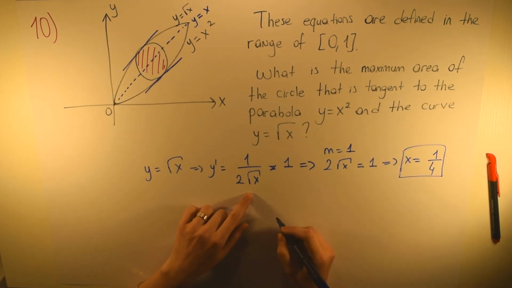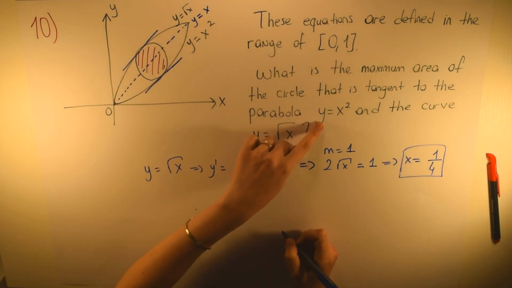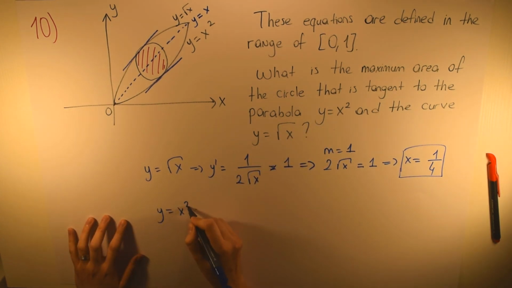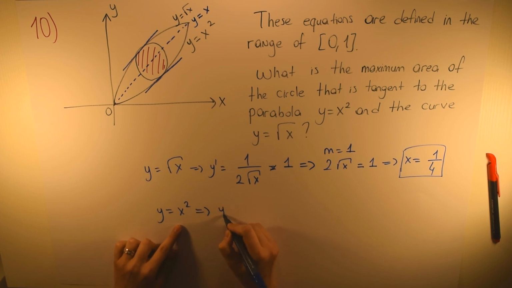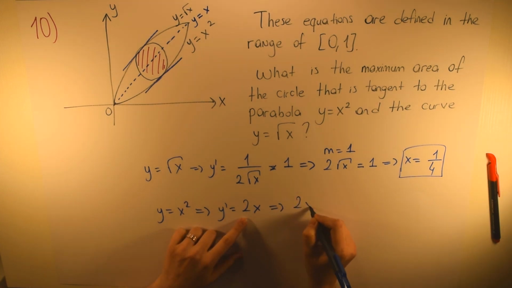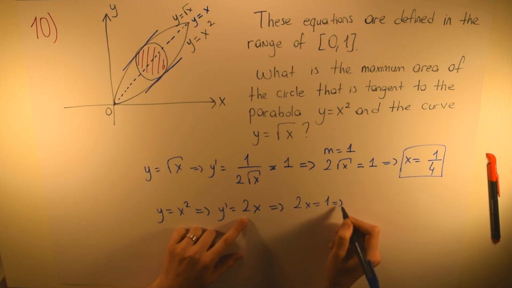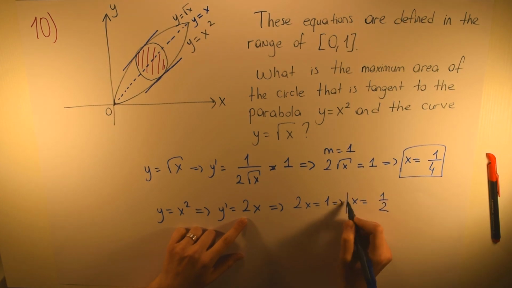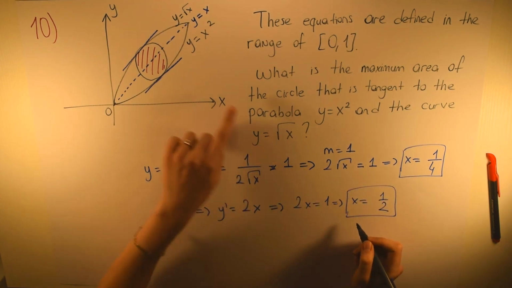So here, when I look at the other one, y is equal to x squared, okay, so here I will take its first derivative, which is equal to 2x, okay, so I know that this value is equal to 1, so 2x is equal to 1, and x is equal to 1 over 2. Now let's put these values in their places.